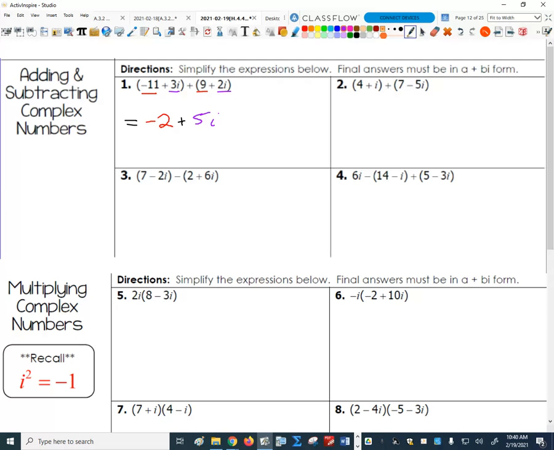How about subtracting? Same issue, right? How about this one down here? We'll look at number 4.